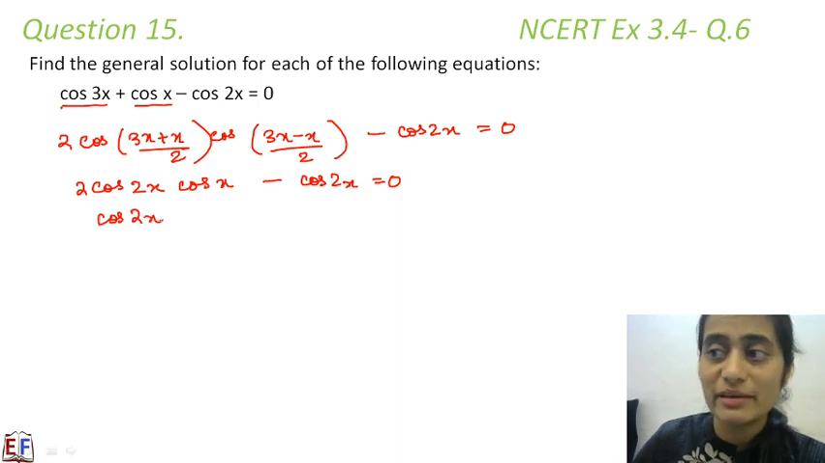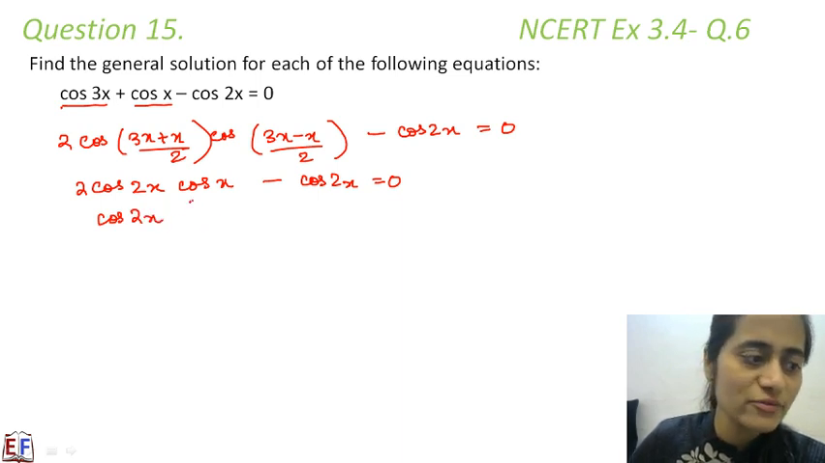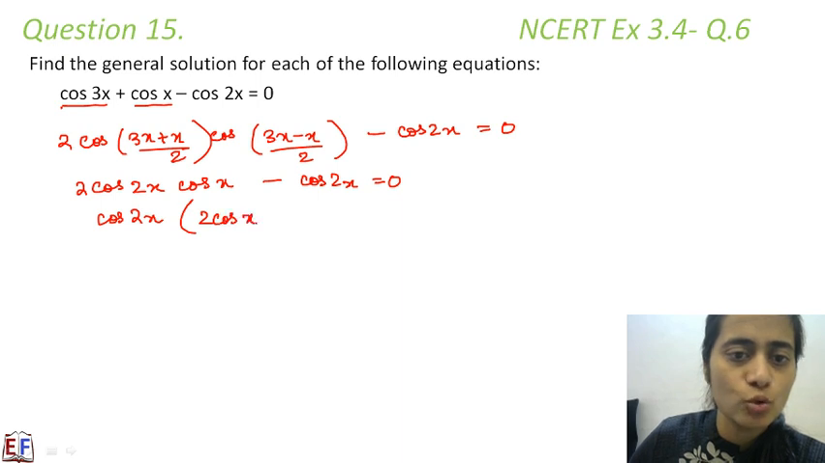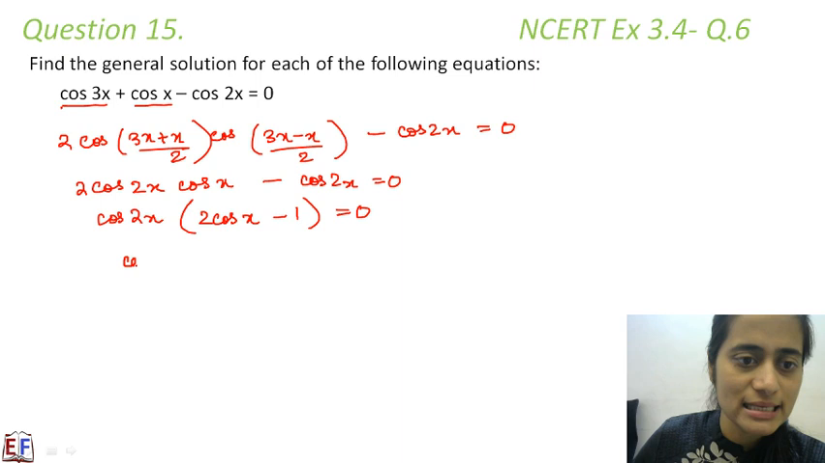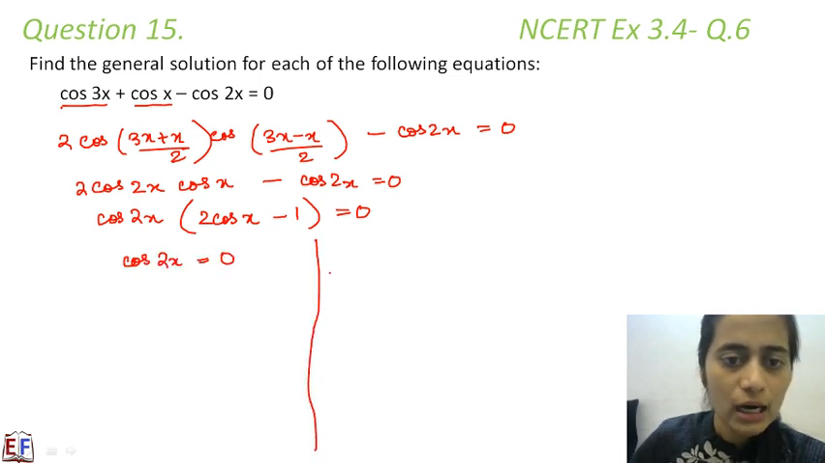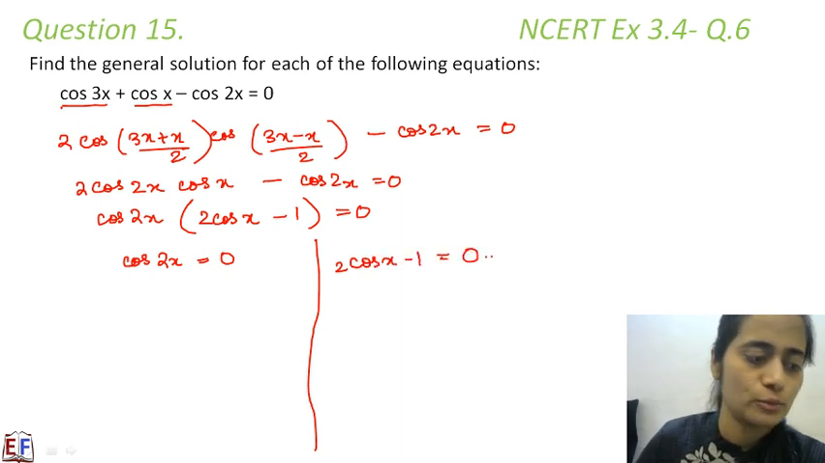Right now we are just simplifying this equation and nothing else. We are just trying to simplify this equation. So if we take cos 2x common, we are left with 2 cos x minus 1 is equal to 0. So this tells us that one possibility is cos 2x is equal to 0, the other possibility is 2 cos x minus 1 is equal to 0.